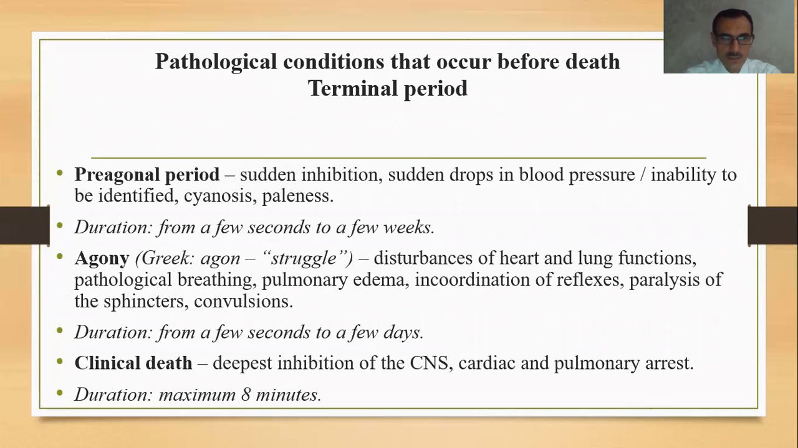First, the pre-agonal period, which presents sudden inhibition, sudden drops in blood pressure, cyanosis, and paleness. Duration from a few seconds to a few weeks. Then agony, from the Greek agon, meaning the struggle: the disturbance of heart and lung functions, pathological breathing, pulmonary edema, incoordination of reflexes, paralysis of the sphincters, and convulsions that last from a few seconds to a few days. And clinical death, the deepest inhibition of the central nervous system, cardiac and pulmonary arrest that lasts a maximum of 8 minutes.